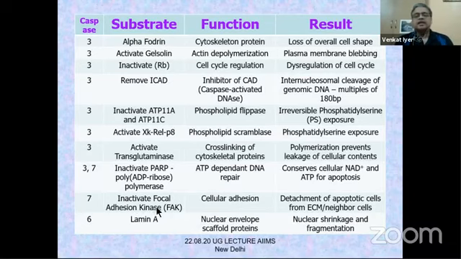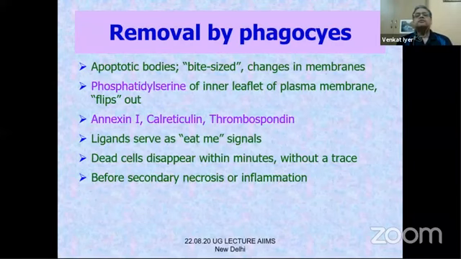It can inactivate focal adhesion kinases, which cause cellular adhesion, and therefore there is detachment of apoptotic cells from the ECM and neighbor cells. Lamin A can be cleaved. So these are nuclear envelope scaffold proteins, and cleavage causes nuclear shrinkage and fragmentation. Therefore, there is removal by phagocytes. So apoptotic bodies are rendered bite-sized.